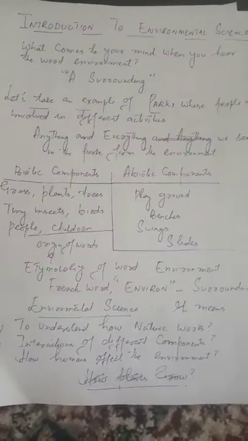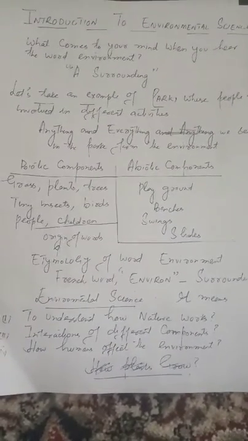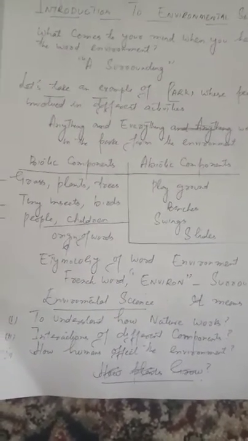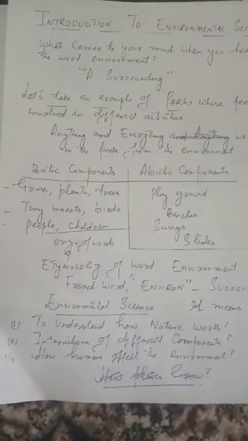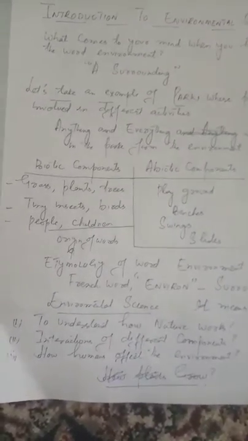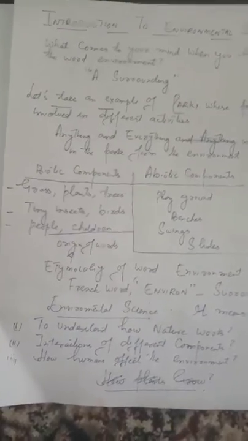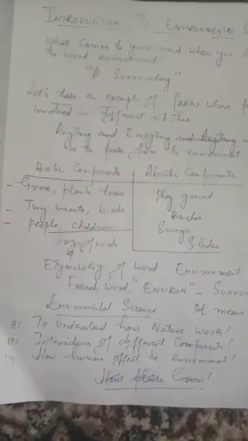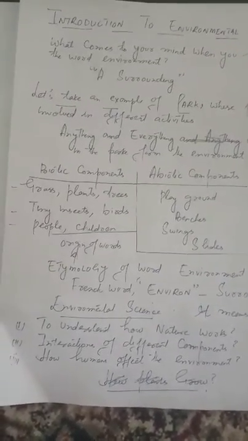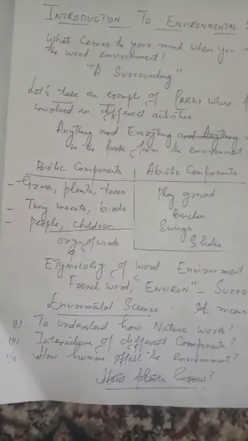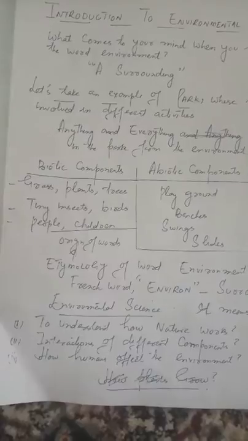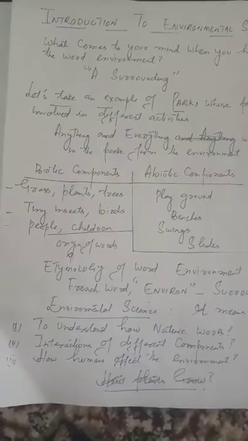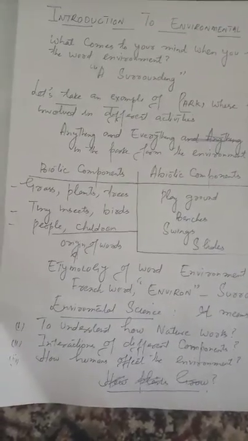To understand this concept in the simplest possible way, let's take an example of a public park, where people are involved in different activities. The children are playing, the elders are sitting, the young are running, jogging and exercising. The birds are chirping, the insects are moving. When we have a look, there are different things. We see playground, bench, swing, slides, different things.